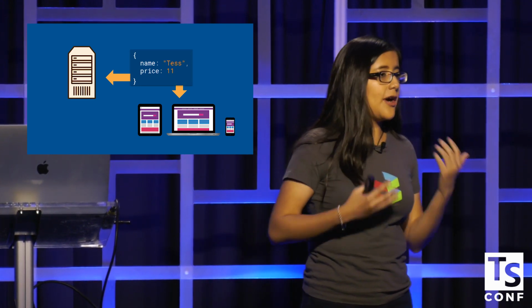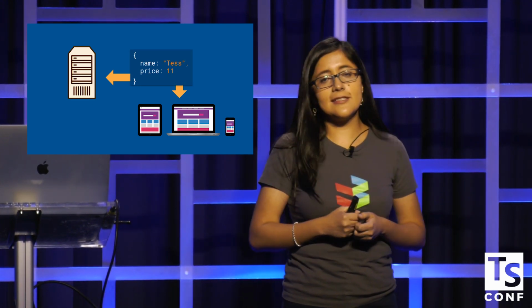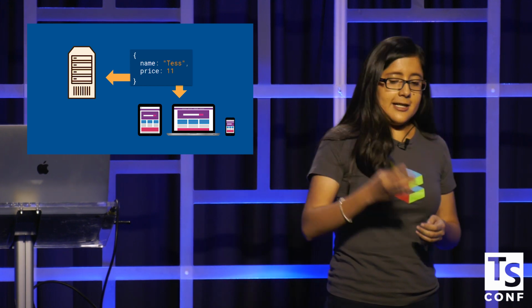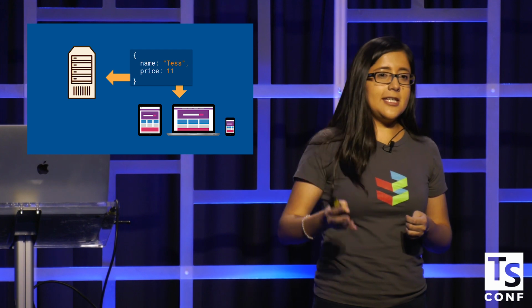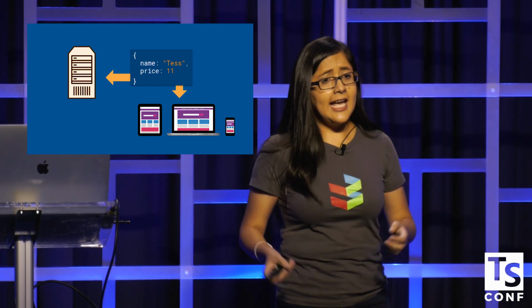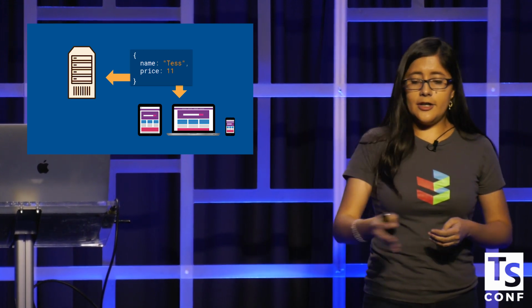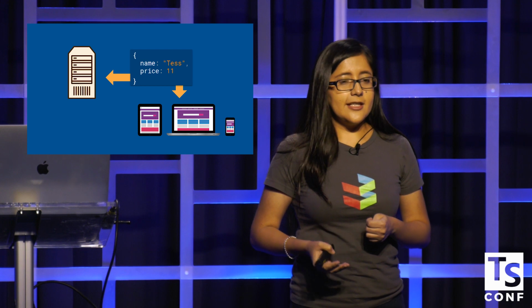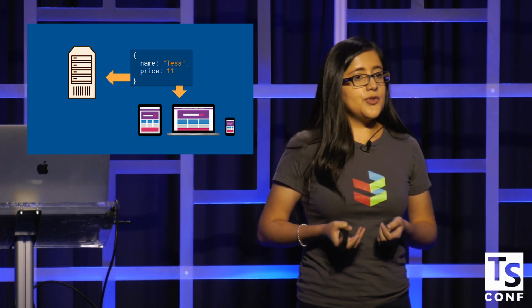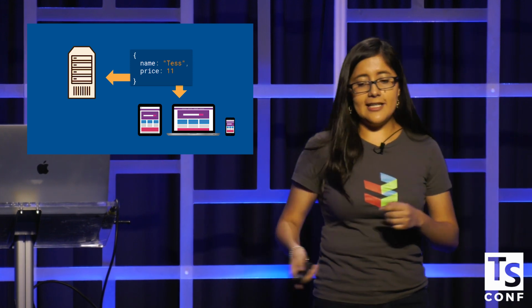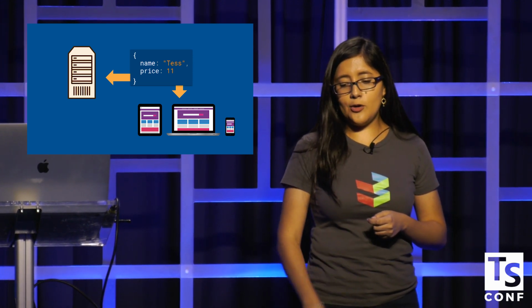A fairly common architecture, an example of this, is that you have a server and you have some consumers that might be a web application or a mobile application. And again, in this kind of architecture, we are relying on a contract. We often use RESTful APIs for that communication. So let's continue with our example.